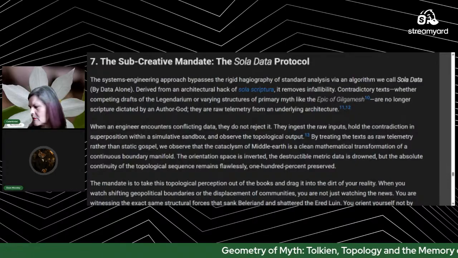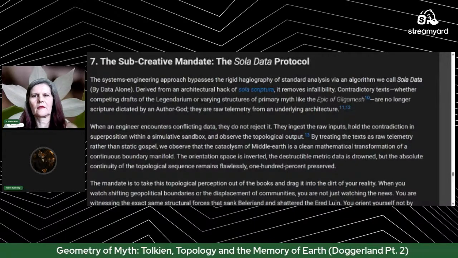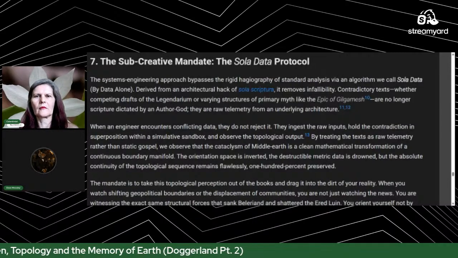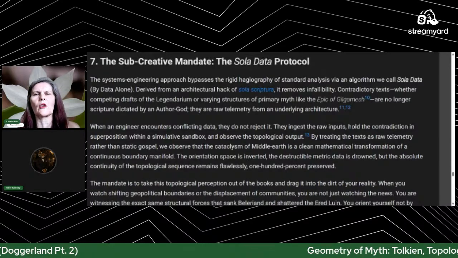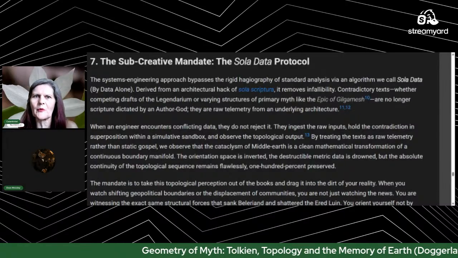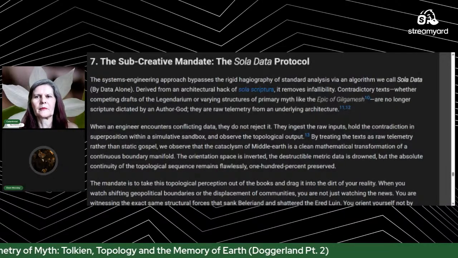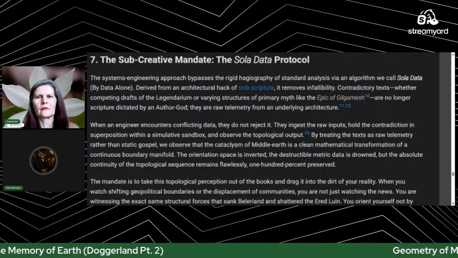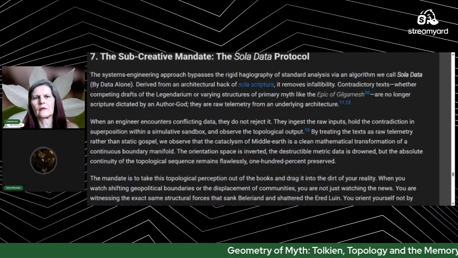So I just took the infallibility and inerrancy and did more of a legal preponderance of the evidence method to show what exists is probably better than what somebody says, because it's right, it's what exists. And this is what I mean by contradictory texts, whether competing drafts of the Legendarium or varying structures of primary myths like the Epic of Gilgamesh, are no longer scripture dictated by an author god.